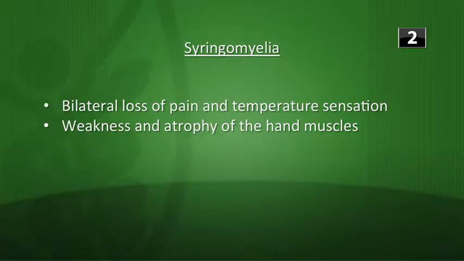Next question. What is the classic presentation of a syringomyelia? What malformation is associated with syringomyelia? So there's going to be bilateral loss of pain and temperature sensation. And you could also potentially compress the motor cell bodies of the anterior horn and get weakness and atrophy of the hand muscles as well.